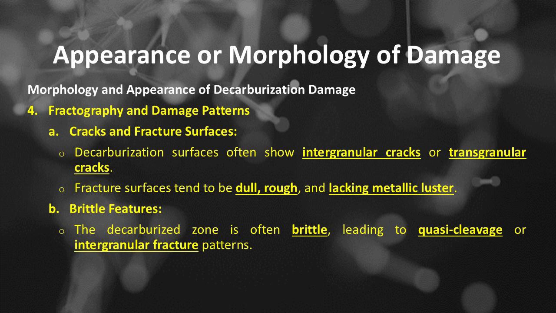Number 4 of the morphology and appearance of decarburization damage is fractography and damage patterns. Number A, cracks and fracture surfaces. Decarburization surfaces often show intergranular cracks or transgranular cracks. Fracture surfaces tend to be dull, rough, and lacking metallic luster. Number B, brittle features. The decarburized zone is often brittle, leading to quasi-cleavage or intergranular fracture patterns.